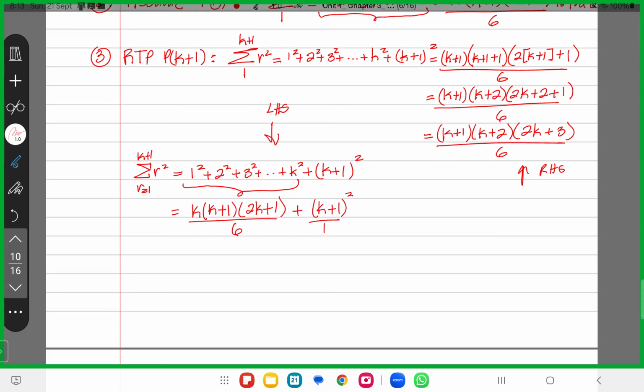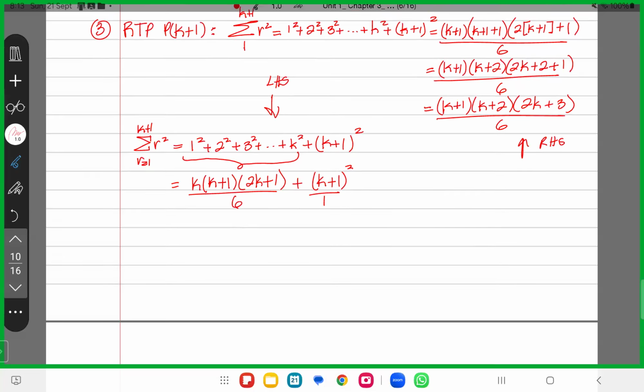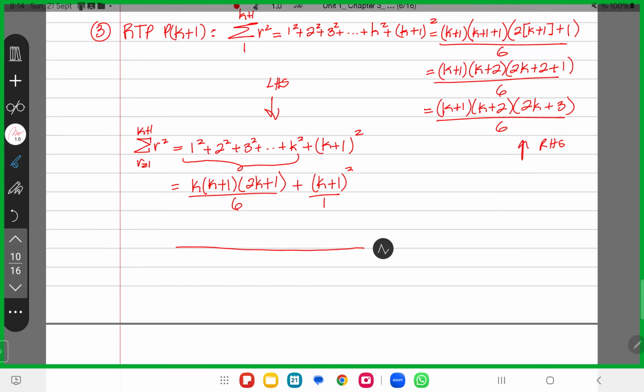Remember, our objective is to work it until it looks exactly like the right-hand side. Well, I'm going to start by making this into one fraction. If you're adding or subtracting fractions and the denominators are different, you must find the LCM, which is 6. 6 into 6 is 1, 1 times the numerator, and we get k(k+1) multiplied by (2k+1+1). 6 into 6 is 6, 6 times the numerator, which is (k+1) squared. We're still working the left-hand side. The objective is for it to become the right-hand side. That's step 3, to prove that the left side is equal to the right side.